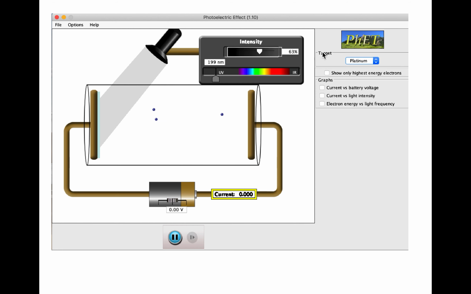What if I change to platinum? Even if I make it a bright light, I got nothing being ejected. I'll go, first of all, to a longer wavelength. I would say, as expected, now I'm not seeing anything ejected. What if I go shorter? Shorter than copper? Okay, they're being ejected once again.